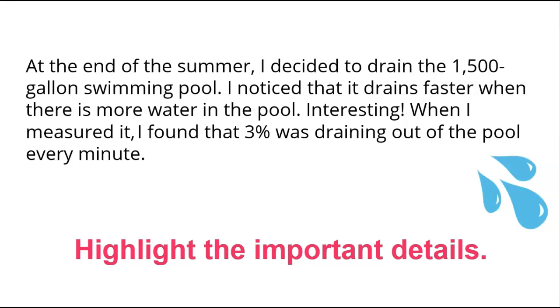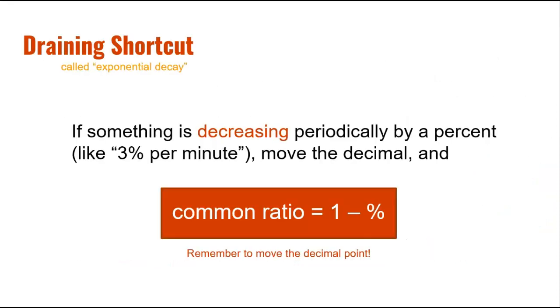Well, similar to how we have an interest shortcut, we have a draining shortcut, or this could be like a population dying off, anything that's decreasing by a percentage. We can use a similar common ratio shortcut, except this time we're going to subtract instead of add. So we're draining the pool by 3%, so we're going to do 1 minus 0.03, and that's going to give us 0.97. That's going to be our common ratio for exponential decay.